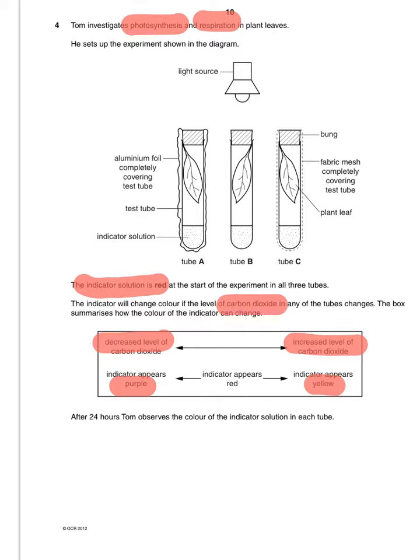So what you would probably annotate it here, and I'd encourage you to do this when you're faced with so much information. Decreased level of carbon dioxide, well, that happens when plants photosynthesize, because they take in CO2. Increased level of carbon dioxide, well, that's going to be through respiration. Now, if the two processes are roughly equal, it'll stay red. If respiration is higher than photosynthesis, it'll be yellow. And if respiration is lower than the rate of photosynthesis, it'll be purple.